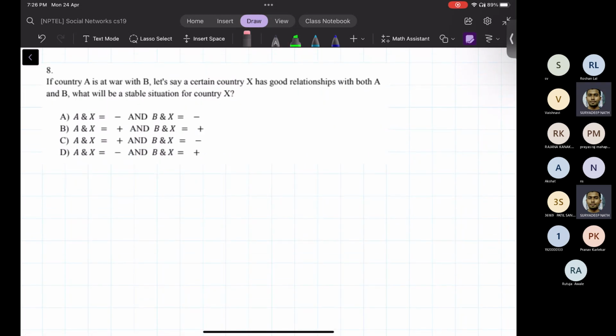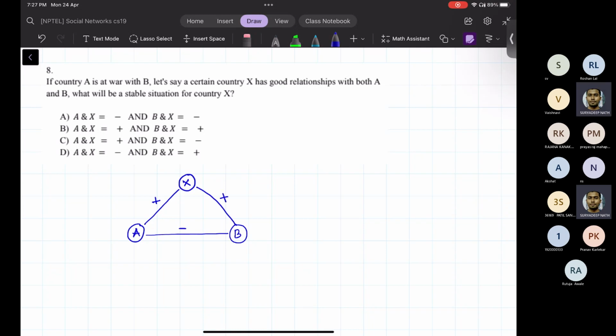Coming to question number 8. If a country A is at war with B, so let us draw A and you have B. A and B are at war with each other, so there's a minus sign to denote that they are not friendly. And let's say you have this country X that has come, and it is saying that X has good relationship with both A and B.